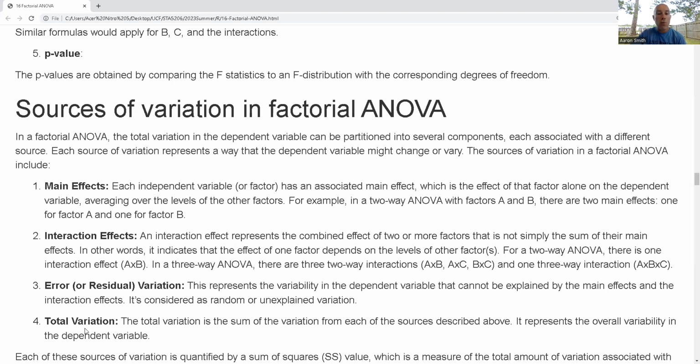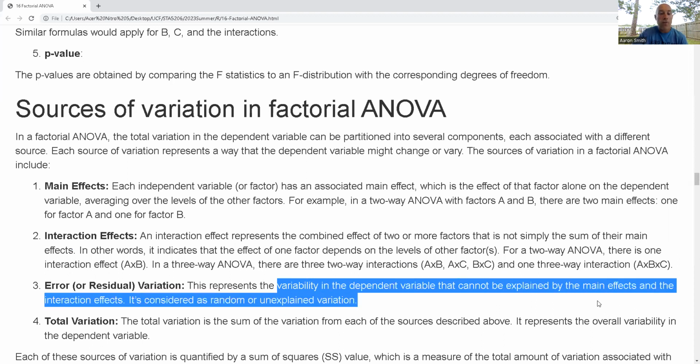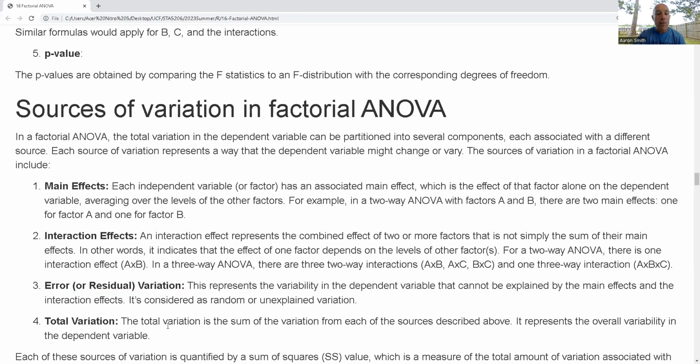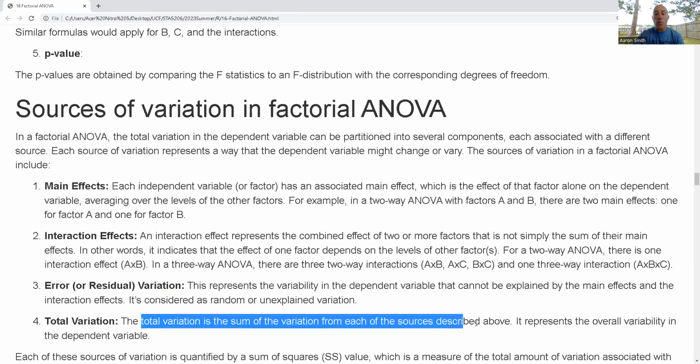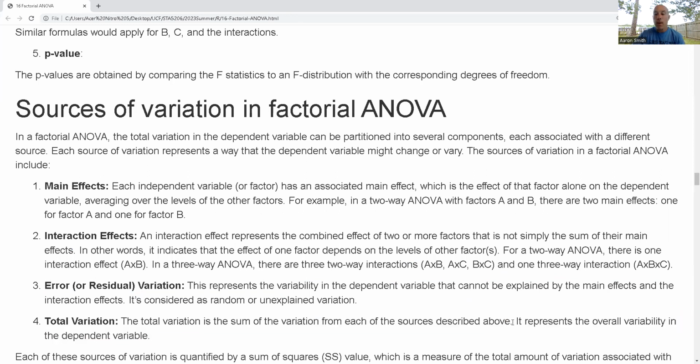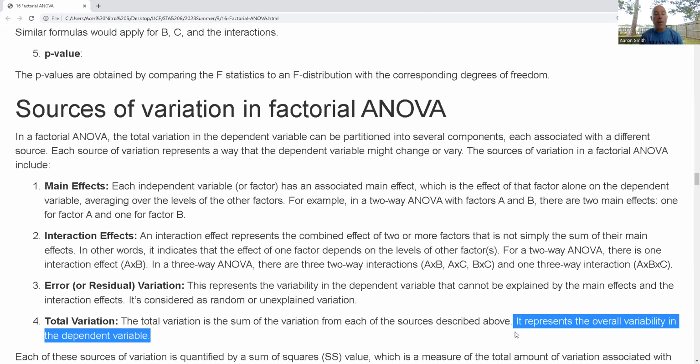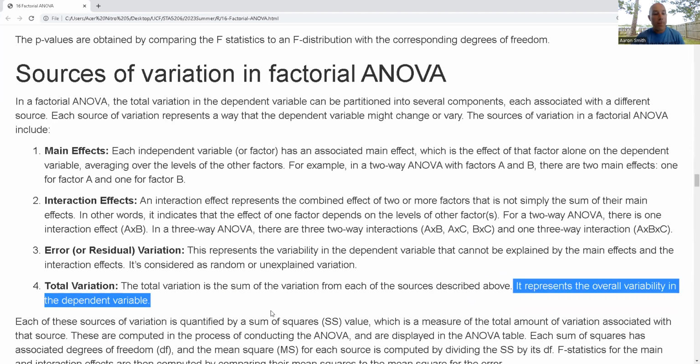Now, the error or residual variation represents the variability in the dependent variable that cannot be explained by the main effects and the interaction effects. So this is what cannot be explained by our data and our model. It's considered random or unexplained variation. And then the total variation is the sum of the variation from each of the sources described above. It represents the overall variability in the dependent variable.